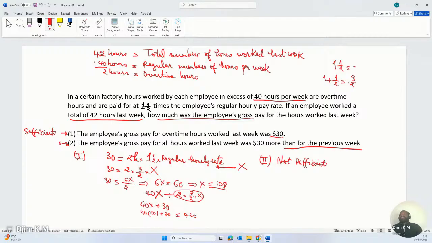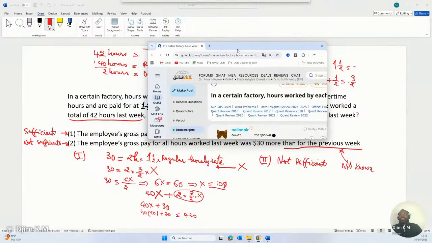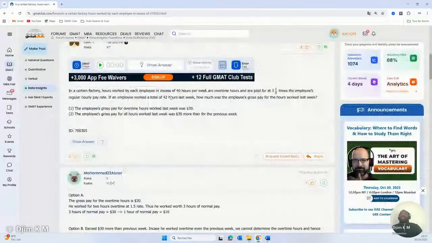So this is not sufficient because if we take the condition alone, this value is not known. So that means that the answer to this question is answer A. I'll just go back to GMAT Club here and confirm that. So answer A is the answer.